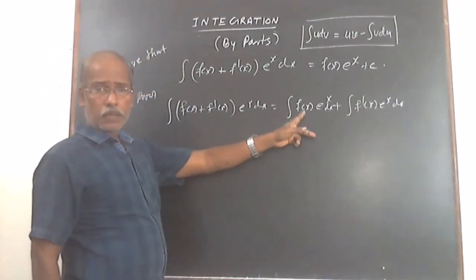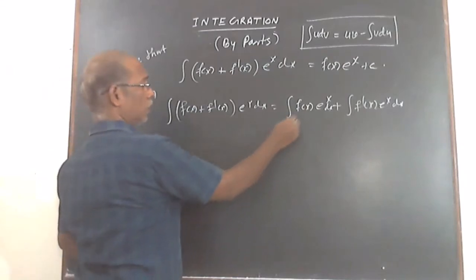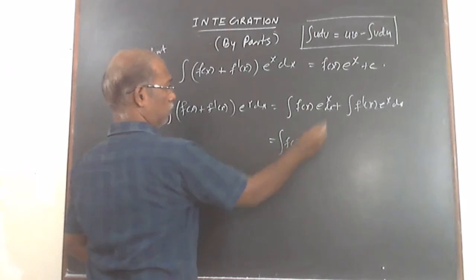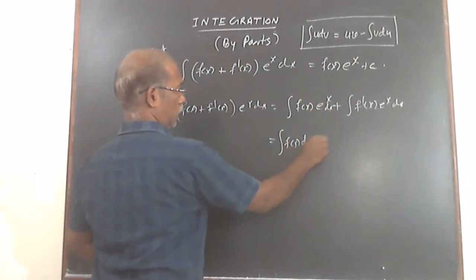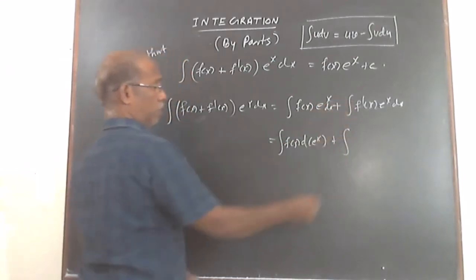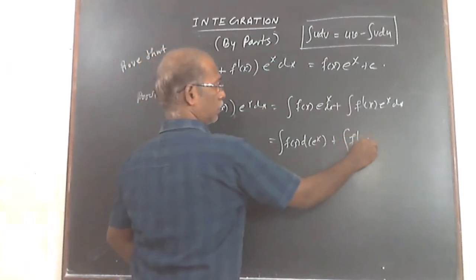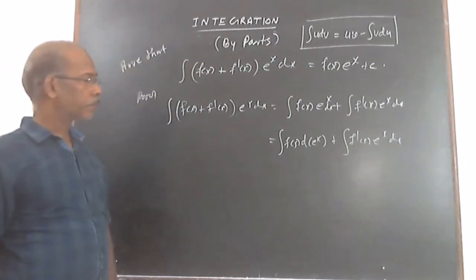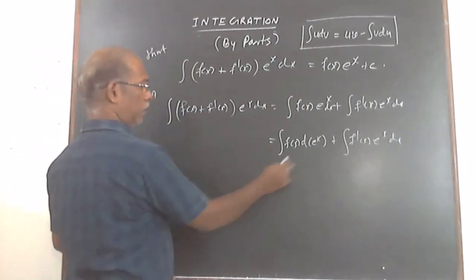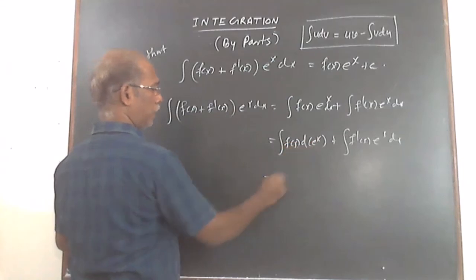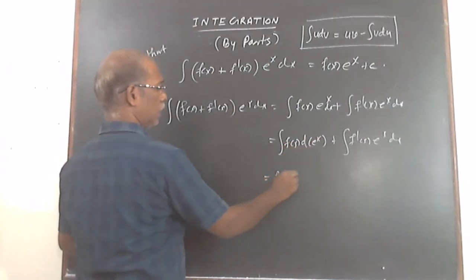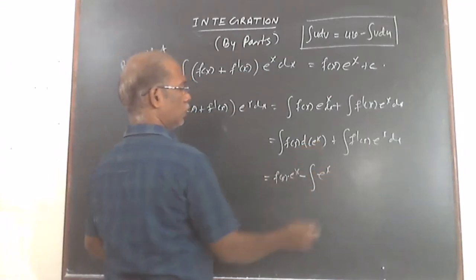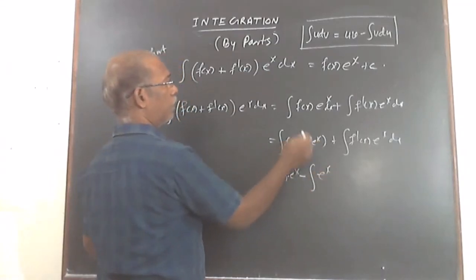Applying integration by parts only for the first one, f of x can be taken as the first function, d of e power x, not to disturb the second term, f dash of x e power x dx. Very important. Applying by parts only on the first, uv: f of x into e power x minus integral of v, e power x, times f dash of x dx.